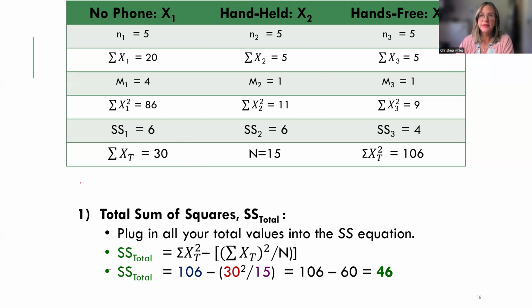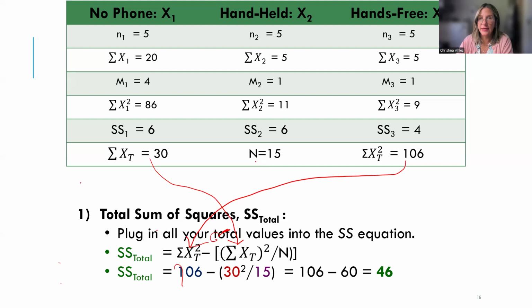So if you'll notice, to get our sums of square total, let me find my pen. Okay, there we go. Sorry, I'm doing some scribbles. We're going to take our sum of x squared total, and it's going to be plugged in right here. That sum of x total comes from right here.